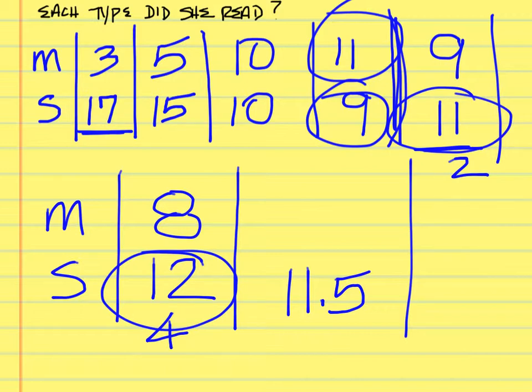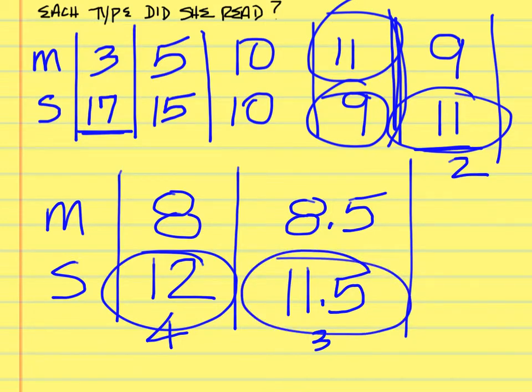So what do I add to 11.5 to get 20? 8.5. Is 11.5 3 more than 8.5? What's the difference between 11.5 and 8.5? 3. Isn't that what we're looking for? Yeah, so that's it. She read 11.5 science fiction and 8.5 mysteries.